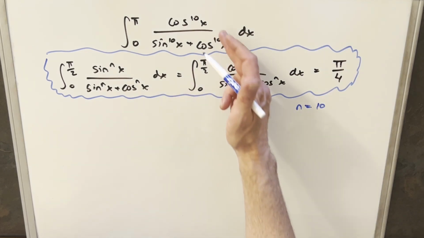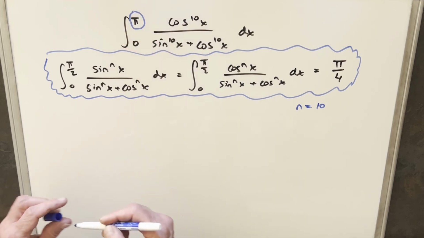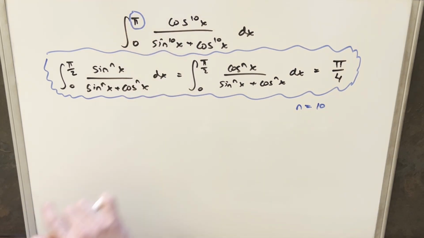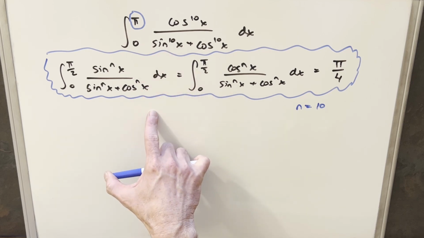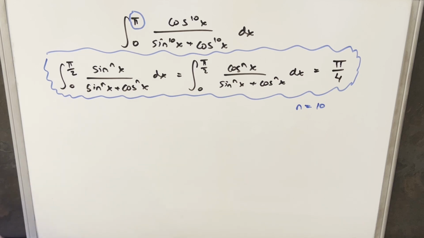So this would work and this would be pi over 4, but the only issue we have is our upper bound here is not pi over 2, it's pi. So that's the one thing that we need to deal with. But if we can get it into one of these forms, we have something that we know is going to be pi over 4. So next what I'm going to want to do is a substitution.